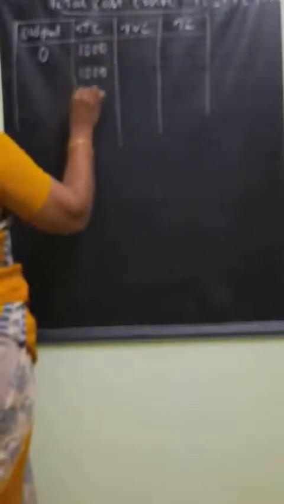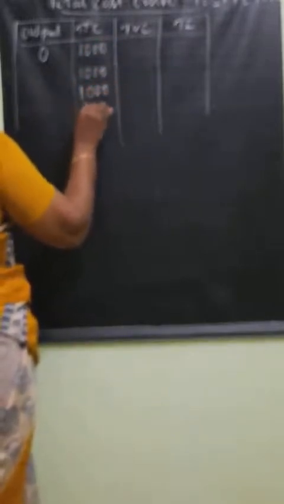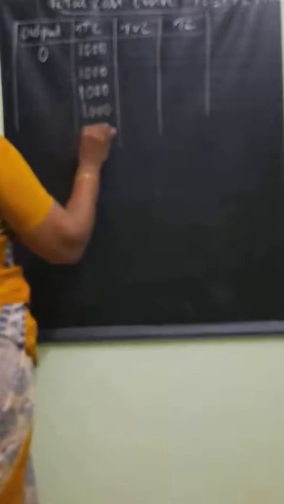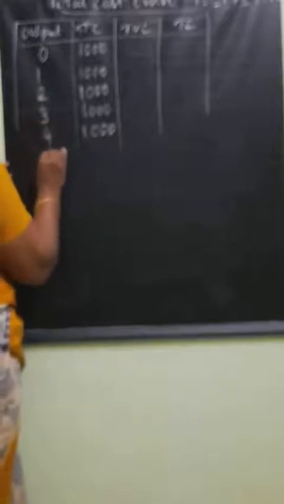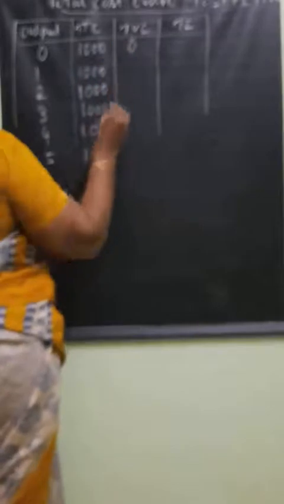Now the output is 0. We have already studied total fixed cost is 1000 for all the outputs, isn't it? Apply the same tabular column here. What we have studied separately for TFC and TVC. What we have studied for TVC, first one it is 0, then it has increased based on the output, then further it increased, then it increased into 600 and last it is 900.